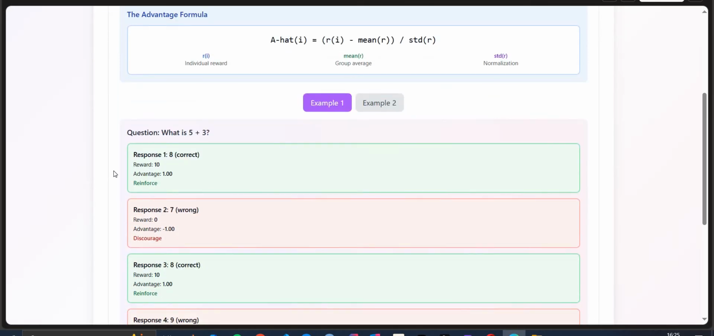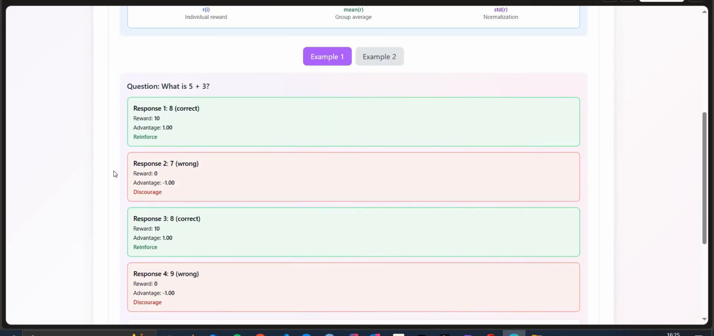And let's look at our basic example here. The question is, what is 5 plus 3? Response 1 says 8, which is correct, so it gets a reward of 10. Response 2 says 7, which is wrong, so it gets 0. If we calculate the mean reward, it's 5, and the standard deviation is 5 as well. When we plug those into the formula, the first response advantage becomes positive 1 and the second becomes negative 1.